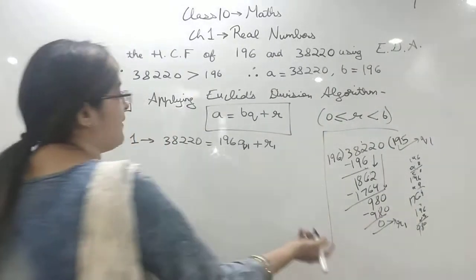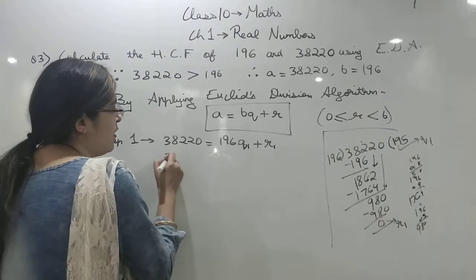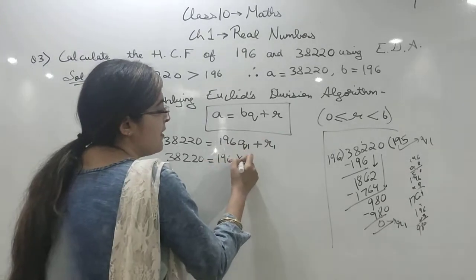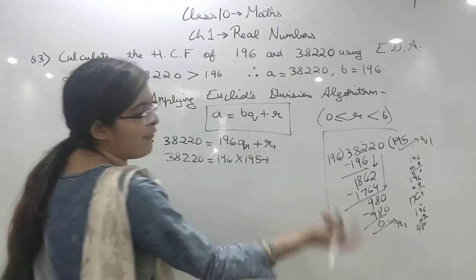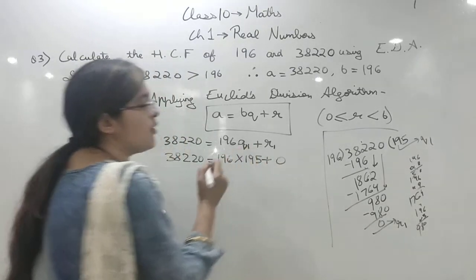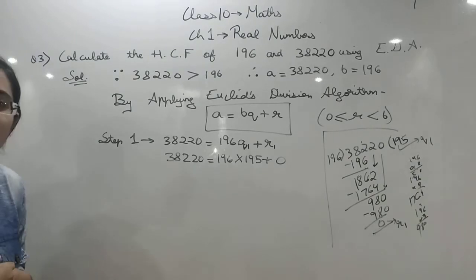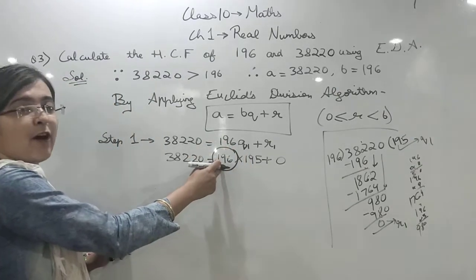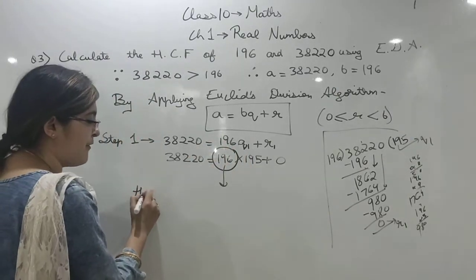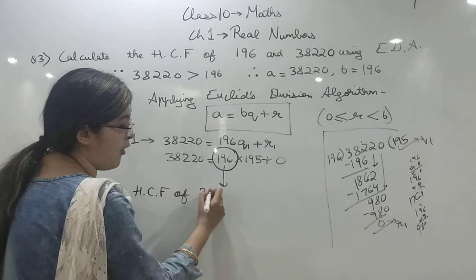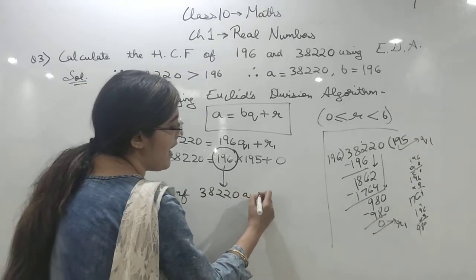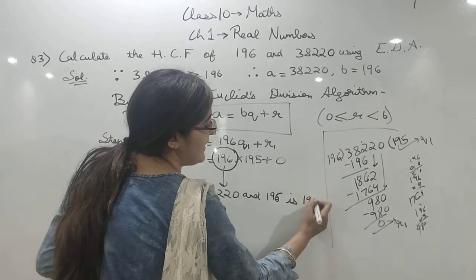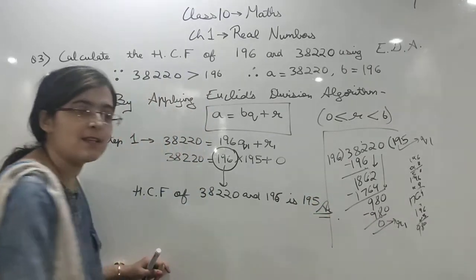In step 1 only we got R1 as 0. What will we write? 38220, and the value of Q1 is 195. The value of R1 is 0. So in the first step only we got 0. So we will stop our calculation, and the number in place of B will be your HCF. HCF of 38220 and 196 is 196. This is your answer.